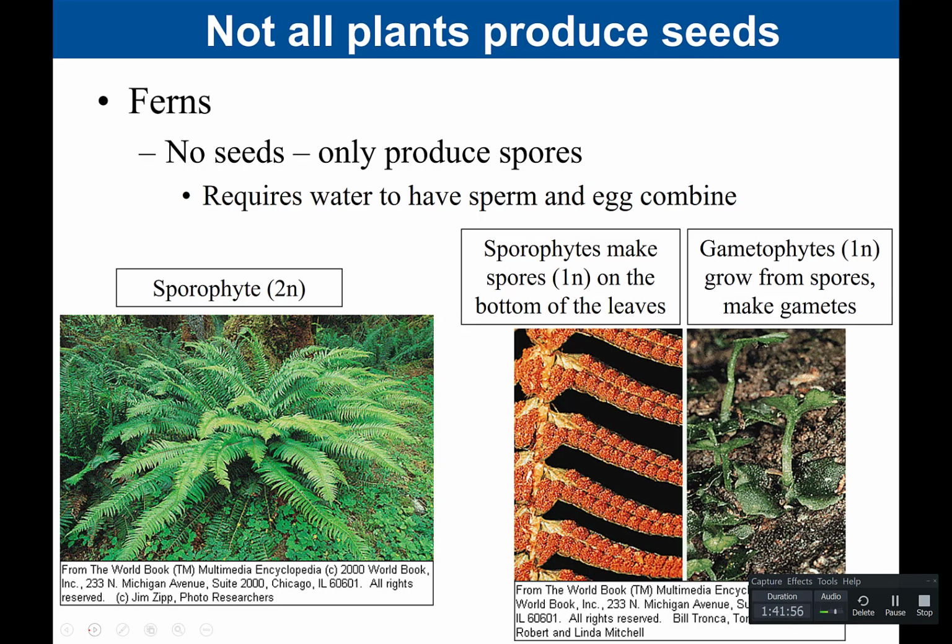If we look at ferns, remember that ferns, from the mosses, evolved to have a vascular system, which allows the ferns to grow tall. However, ferns did not evolve yet to have seeds. So ferns are a plant that reproduces using spores, but they did evolve to have a vascular system, which allowed them to grow tall. So because they only produce spores, they need to have water for sperm and egg to combine.